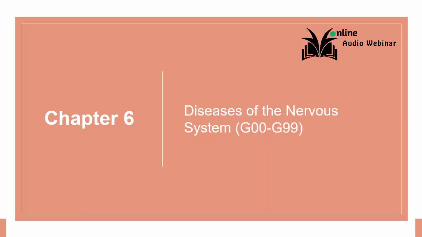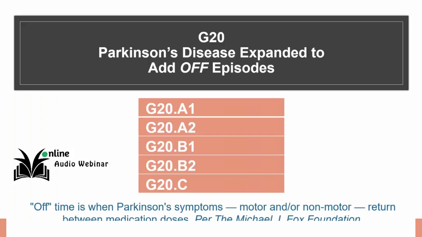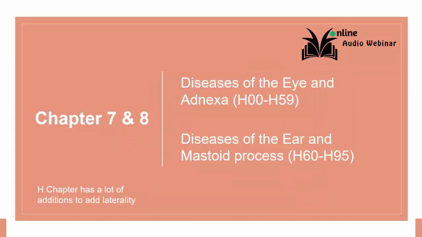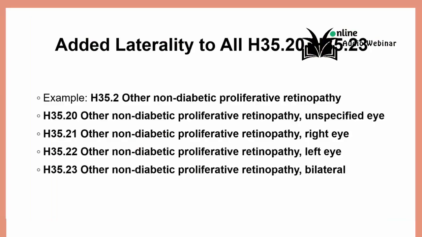Chapter 6, this is the nervous system, the G chapter, G00 to G99. G20, Parkinson's disease, has been expanded to add off episodes. Chapter 7 and 8, we don't have anything for the H60 to H95 on the ear and mastoid. The eye and adnexa is H00 to H59, and a lot of additions through here for laterality.